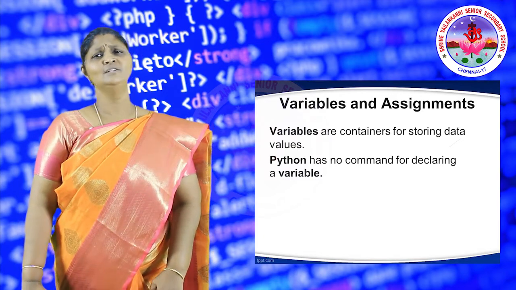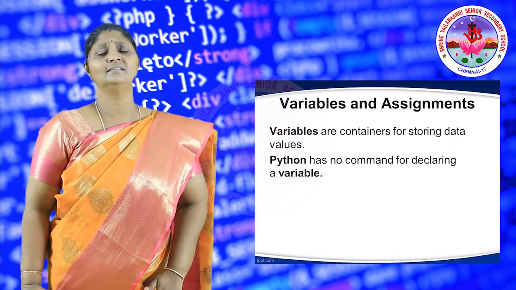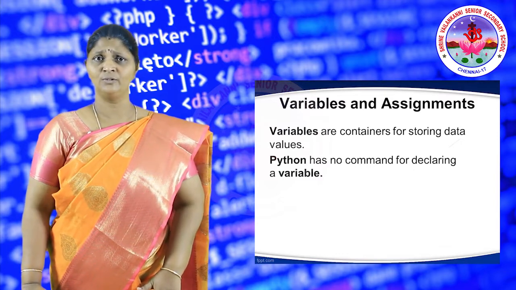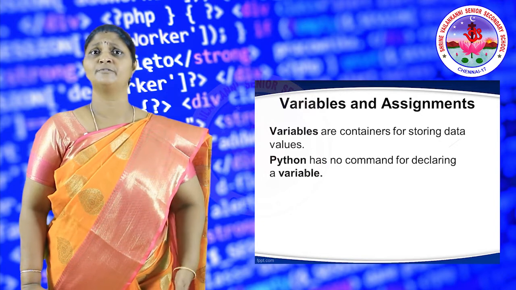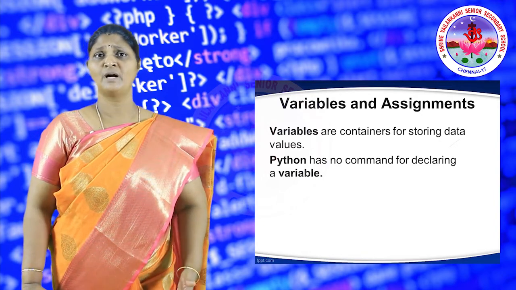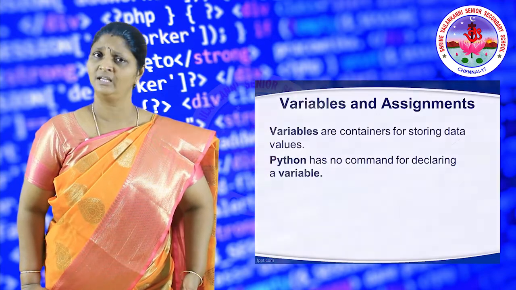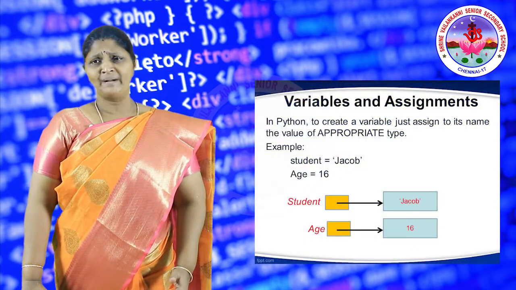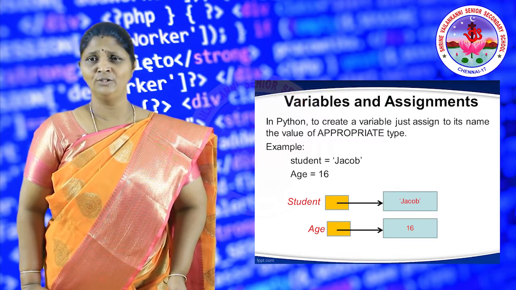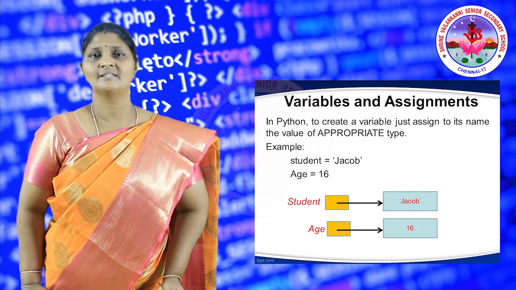Python has no command for declaring the variable. We never declare, we just assign a value or get an input from the user, from which the interpreter assumes or knows about the data type of a variable. In Python, to create a variable, we just assign to its name the value of appropriate type.